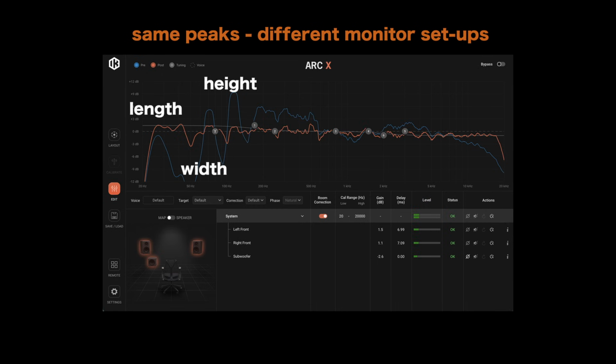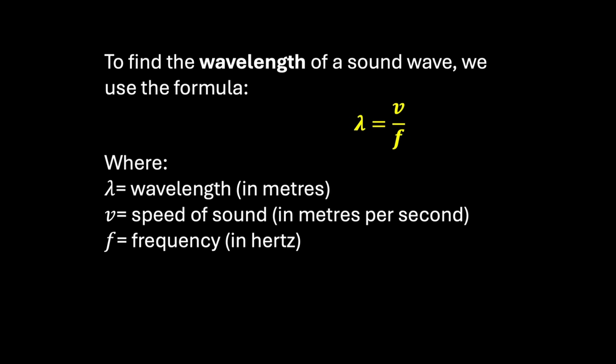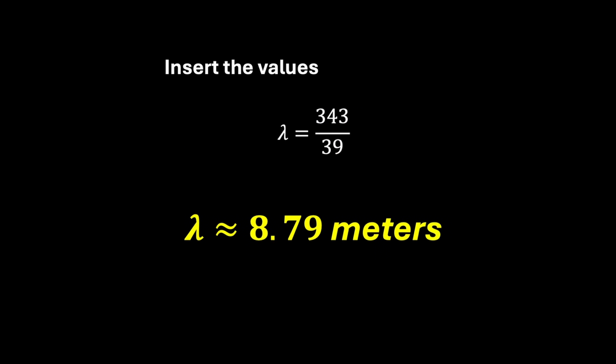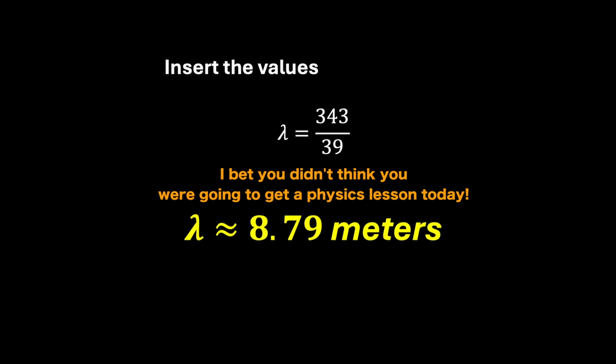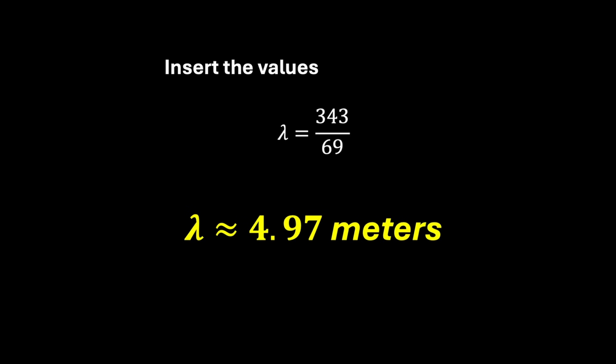And going back to school for a second, back to your physics lessons, we can actually calculate the length of those waves at those frequencies. We use this equation, lambda equals v over f, where v is the velocity of the sound waves in air and f is the frequency of the sound. So for 343 meters per second, which is the speed of sound in air at 20 degrees C, and at 39 Hertz, we get about 8.8 meters long. And for 69, we get about 5 meters. For 112, we get about 3 meters.